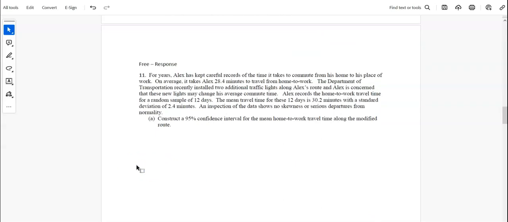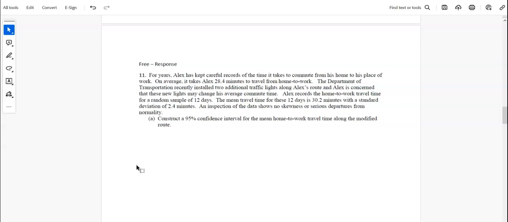For years, Alex has kept careful records of the time it takes to commute from his home to a place of work. On average, it takes Alex 28.4 minutes to travel from home to work. Department of Transportation installed 2 additional traffic lights along the roadway, and he's concerned these new lights may take him more time. He records home to work travel time for a random sample of 12 days. Mean travel time for those 12 days is 30.2 with a standard deviation of 2.4. Expected data shows no skewness or serious departures from normality. Construct a 95% confidence interval for the mean home to work travel time in the model route.